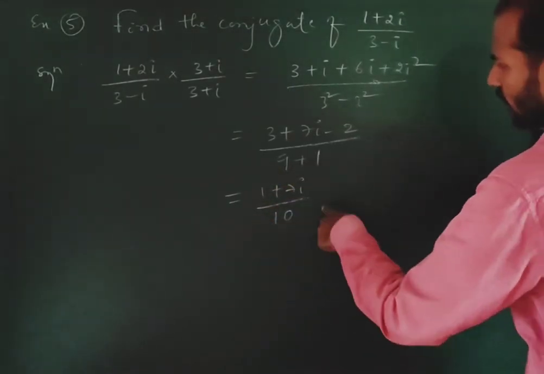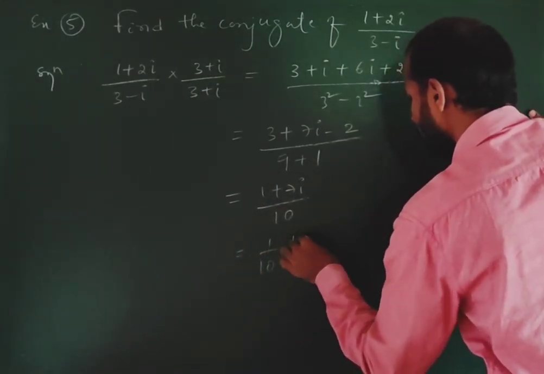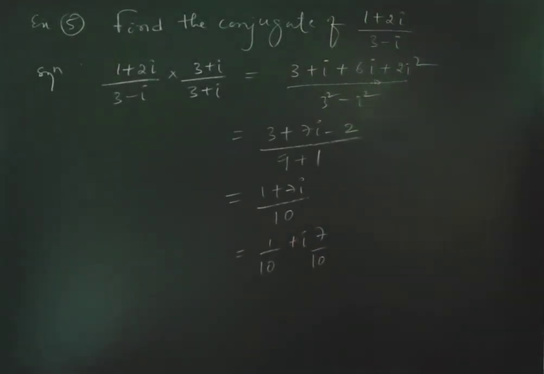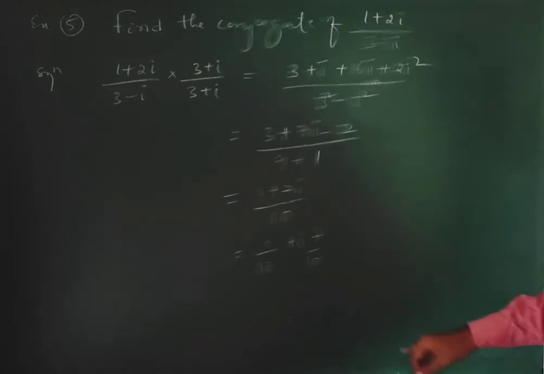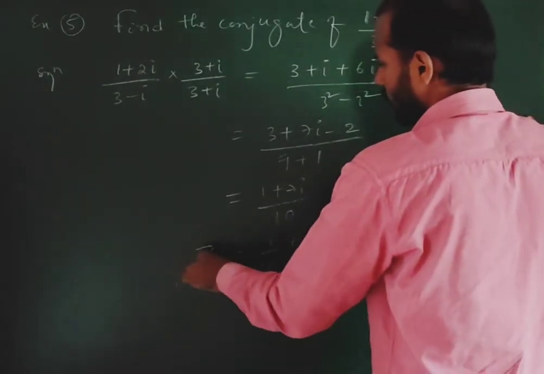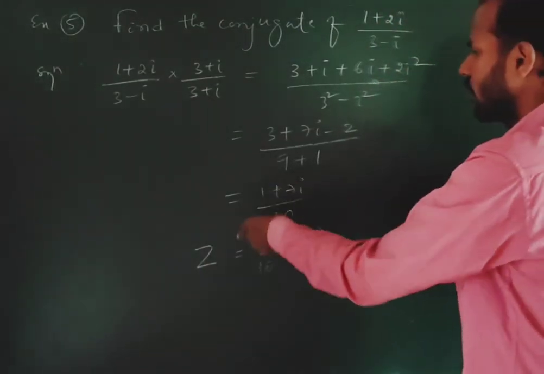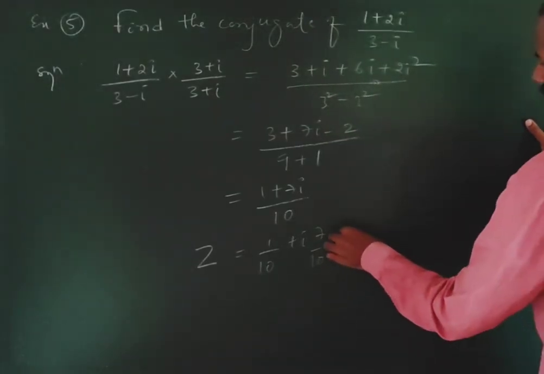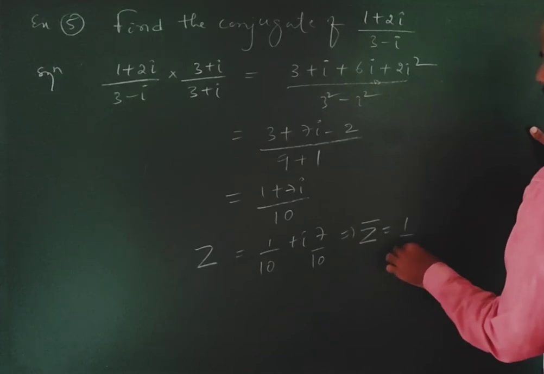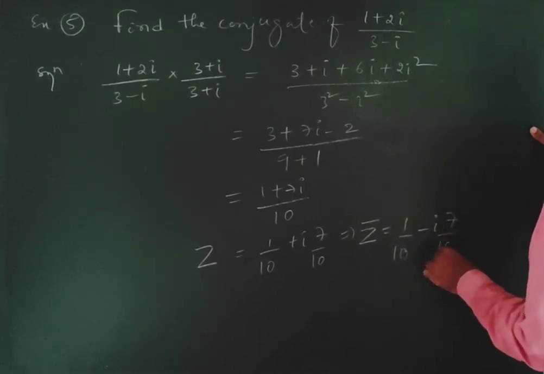Now for the conjugate of this term, you can write 1 by 10 plus i into 7 by 10. It is nothing but z, and it is in the form a plus ib now. Now we have to find its conjugate, which implies z bar equals 1 by 10 minus i times 7 by 10.